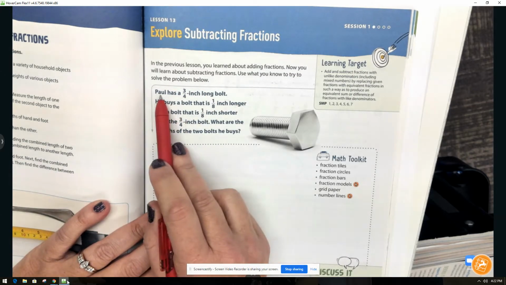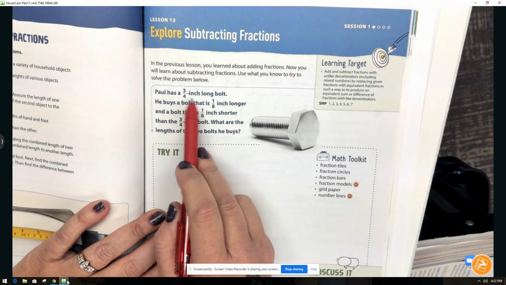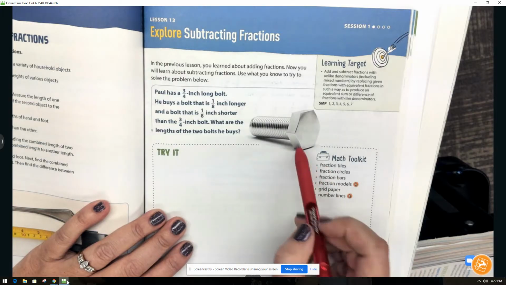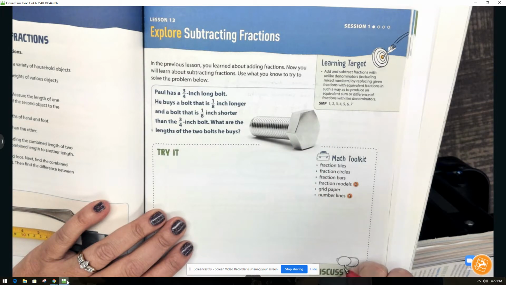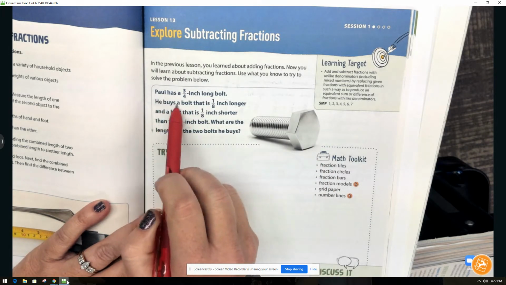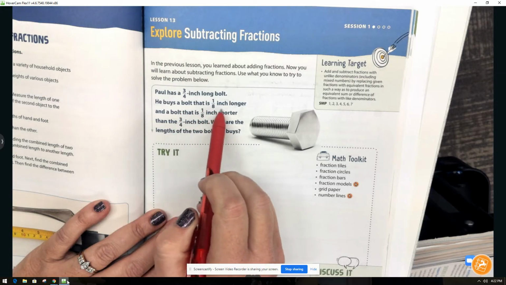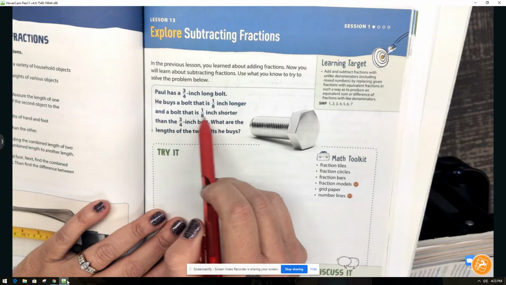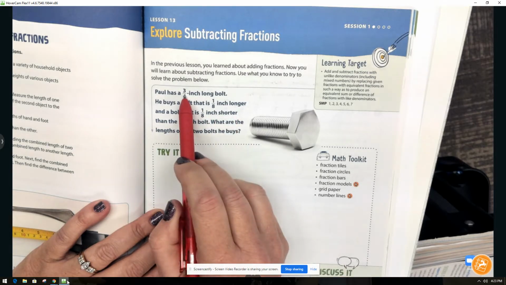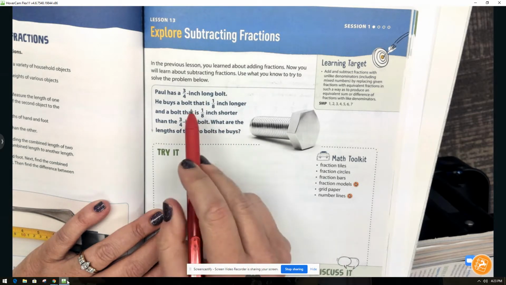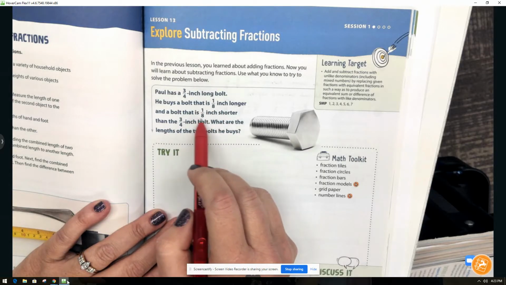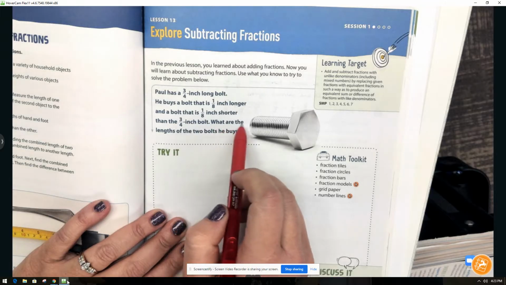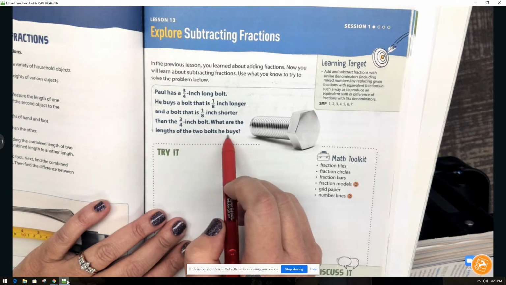The problem says, Paul has a 3/4 inch long bolt. This is a bolt. It's like a screw, but it's called a bolt because it has a bolt head instead of a screw head. He buys a bolt that is 1/8 of an inch longer and a bolt that is 1/8 of an inch shorter. So he has a bolt and then he buys two more bolts. One is 1/8 of an inch longer, one is 1/8 of an inch shorter than the original bolt. What are the lengths of the two bolts he buys?